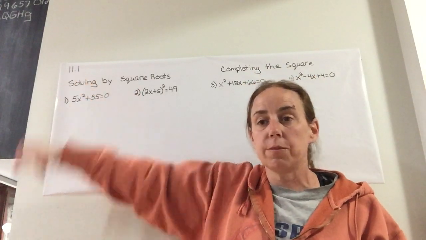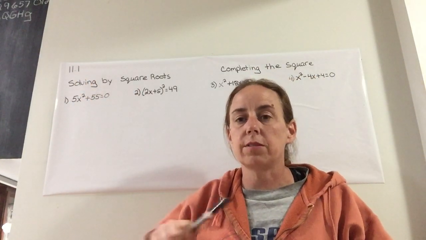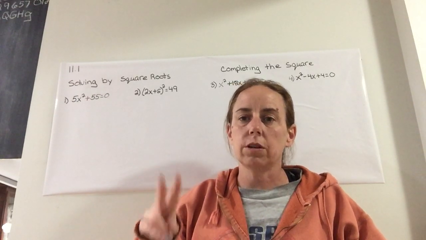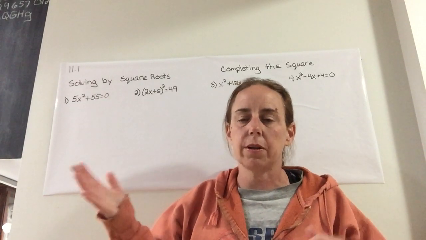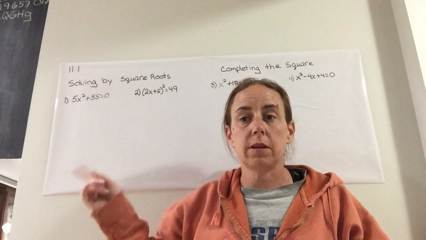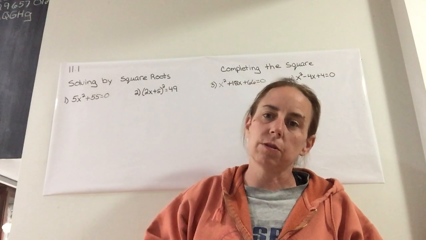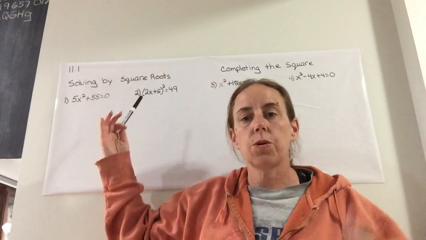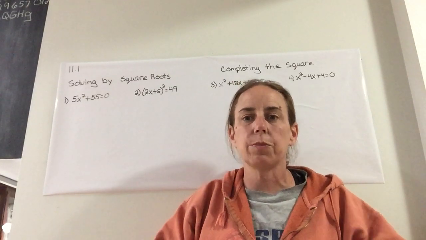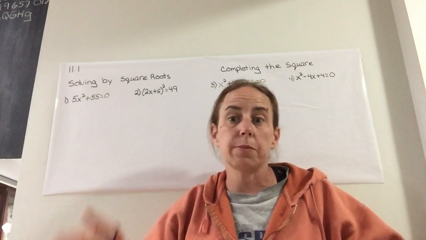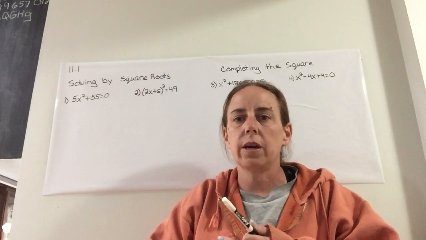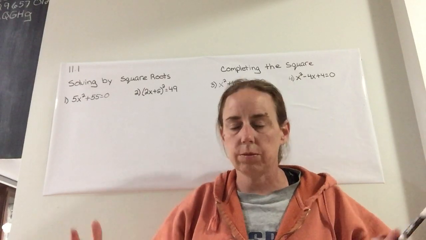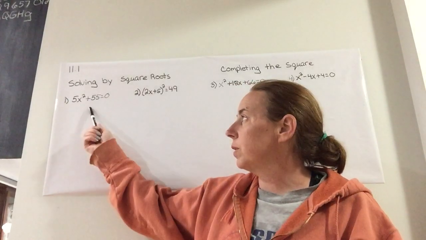So we're going to do 11.1, and it's solving quadratics. We've solved quadratics before by factoring. Now we're going to learn two methods: first solving by taking square roots, and then completing the square. They kind of go hand in hand. So we're first going to start with this. The goal is you want to get the square by itself. Remember when we did absolute values, you had to get the absolute value by itself, or when we did the radicals, you had to get the radical by itself before you squared it, right? Same concept. So we need to get the square by itself.